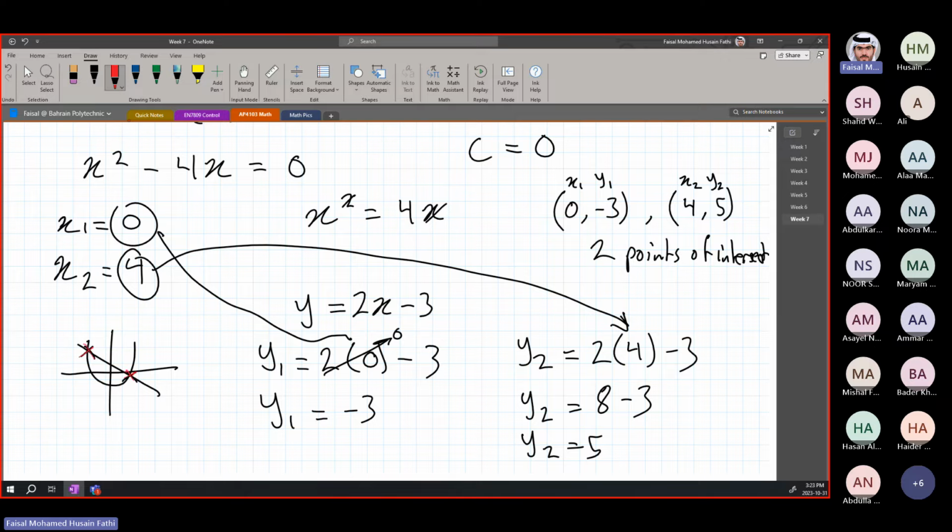All right, so we will have 2 points. Sometimes you can have 1 point, sometimes you can have no points intersecting, which we'll see later. But in this case, we have 2 points of intersection. All right, 0 and minus 3, 4 and 5. We already solved. This is our solution.